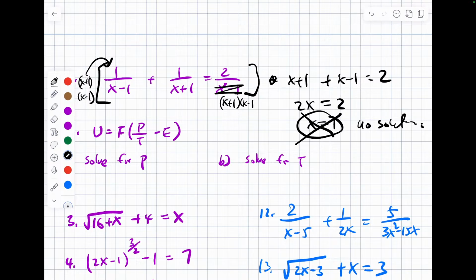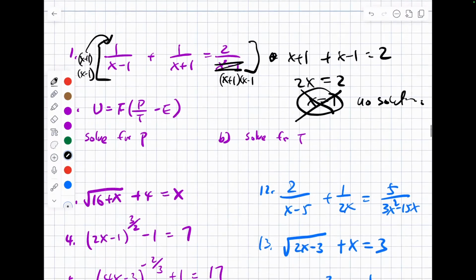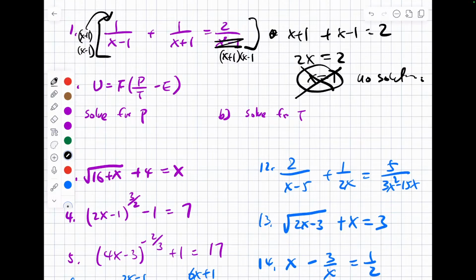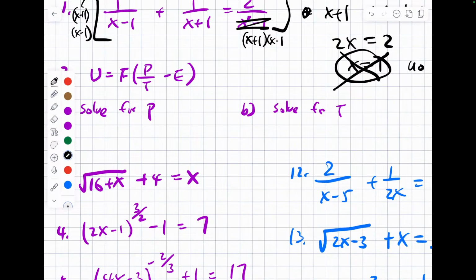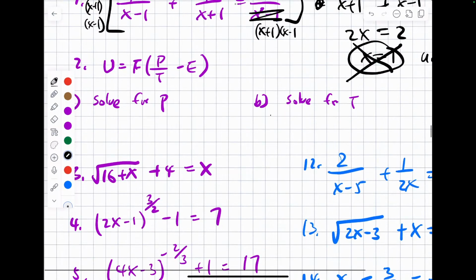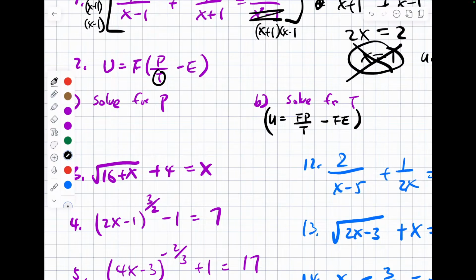Could you go over the question on how to solve for t? Sure. Solving for t is a little bit harder than solving for p. If you solve for t, I'm going to distribute this. So that's going to be u equal to fp over t, minus fe. I always distribute if they are inside the parentheses. I just think if I get in the habit of doing that, I'm not going to go wrong with it. So what I'm going to do is, I don't like fractions. So what do?